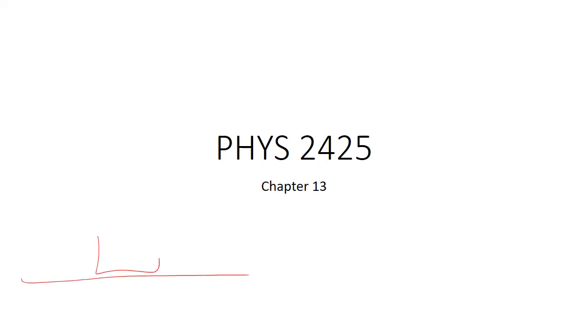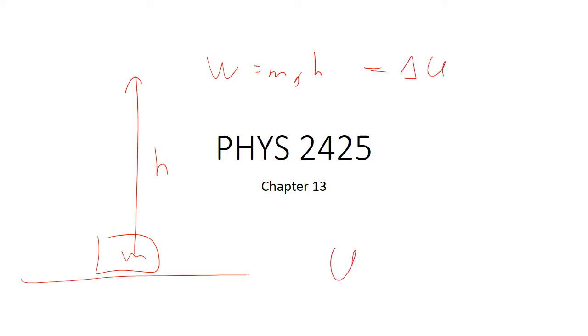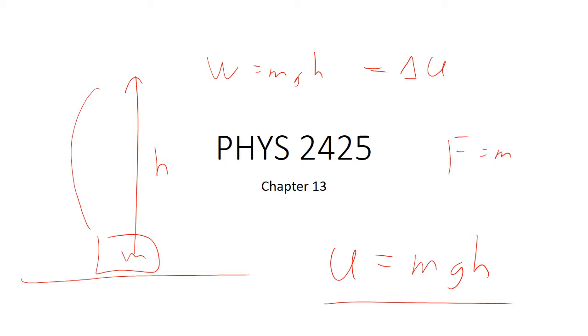You've got an object of mass m, you lift it some distance h, and the work done is mgh. So that's going to be the change in potential energy. That's why we often say potential energy is mgh. But, and this is a big but here, this assumes that the force is a constant mg. And that's very close to being accurate near the surface of the Earth.